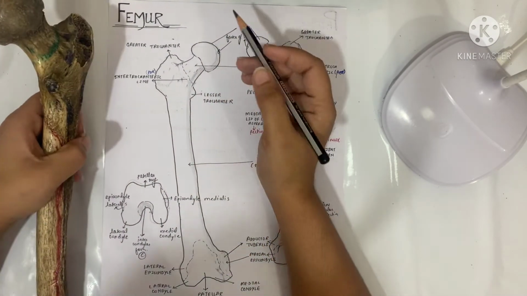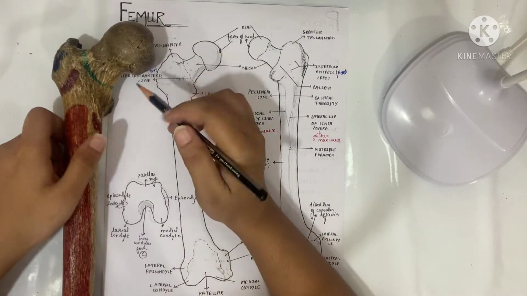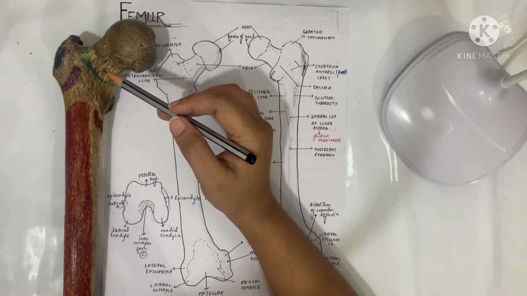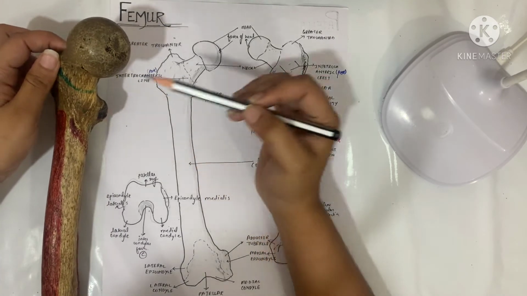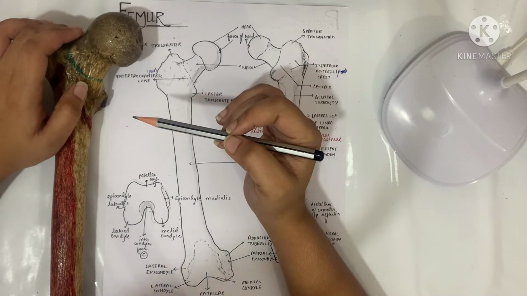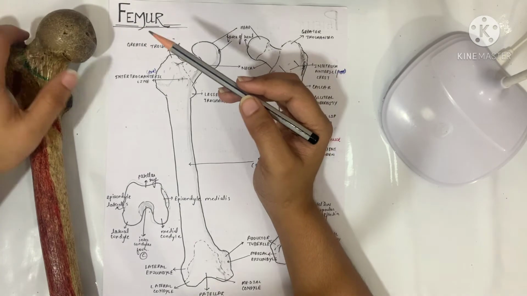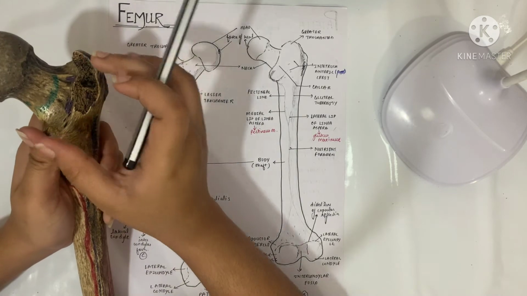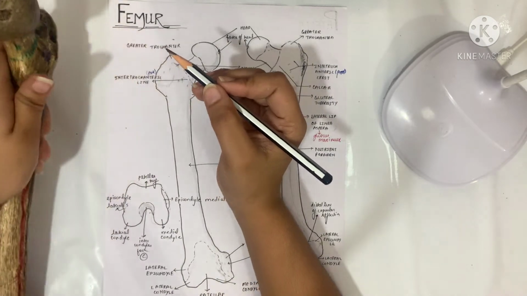Then the intertrochanteric line. This is the intertrochanteric line. It is a rough line joining the greater and the lesser trochanter anteriorly. Then intertrochanteric crest is present over here. A round ridge connecting greater trochanter and lesser trochanter posteriorly. It connects the greater and lesser trochanter from the posterior side, where the quadrate tubercle is also present.